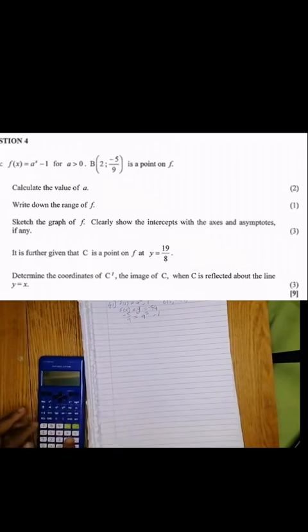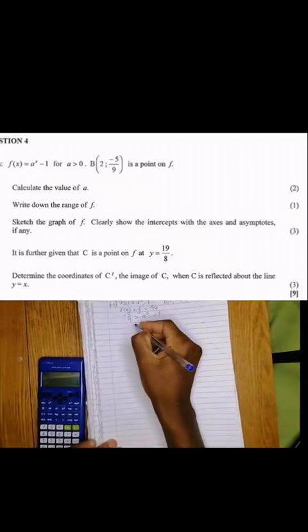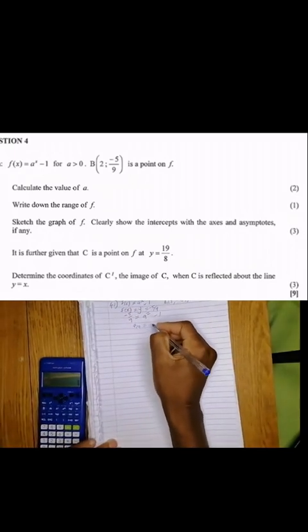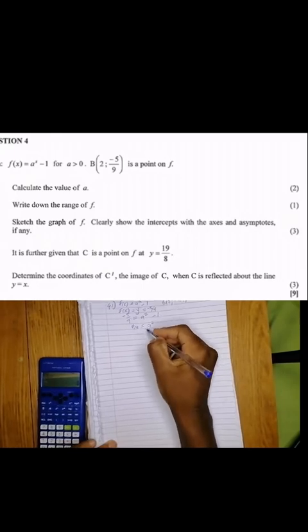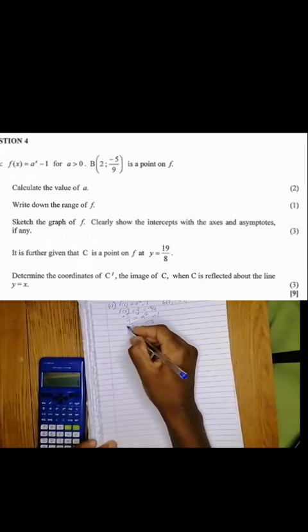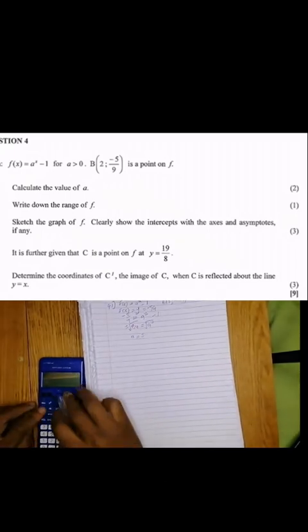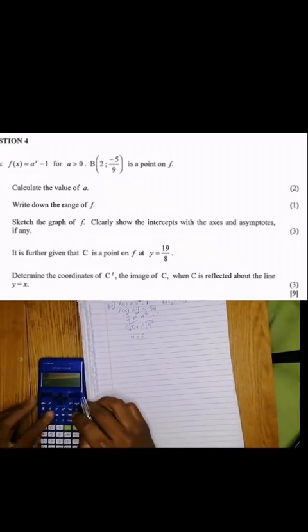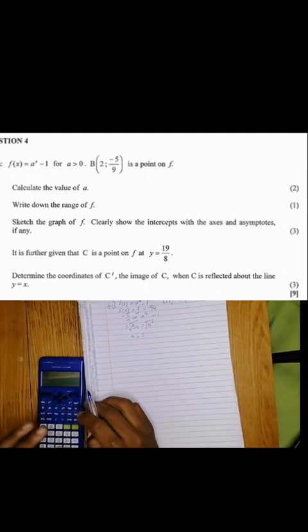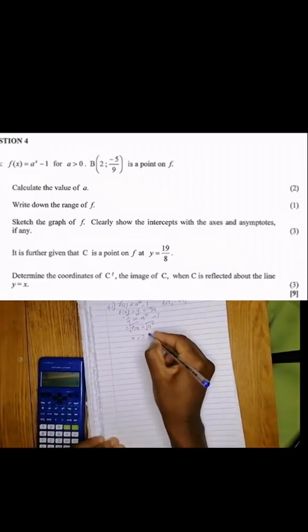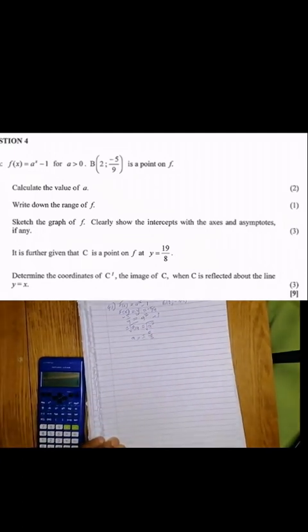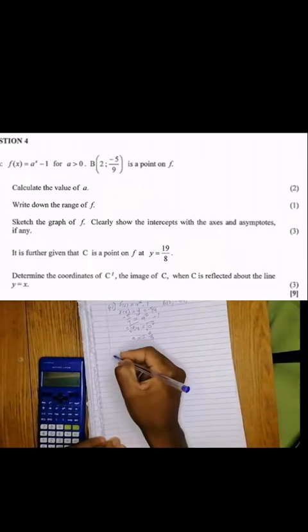And then now we solve for a. I'm going to say negative 5 over 9 plus 1 gives us 4 over 9. It equals a squared, and then we square root both sides. We have a being equal to the root of 4 over 9, which is 2 over 3.